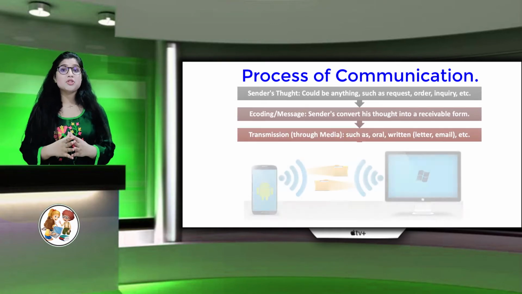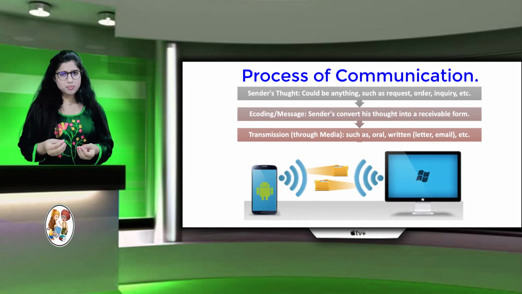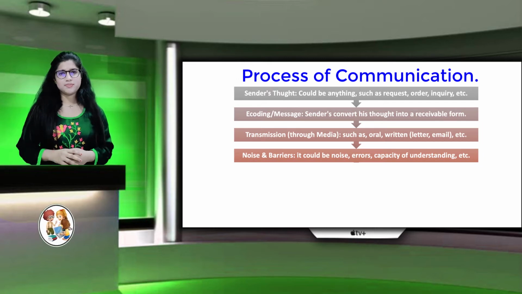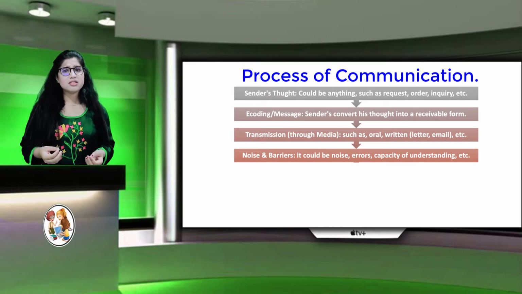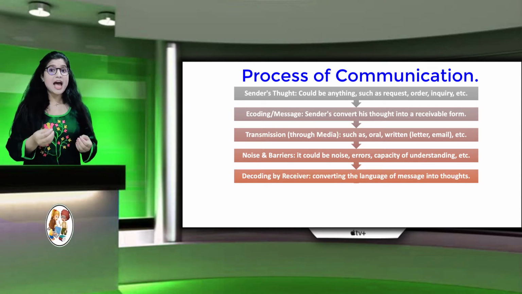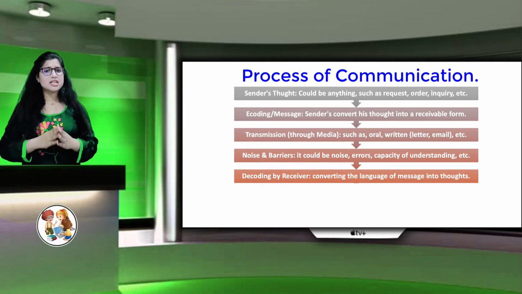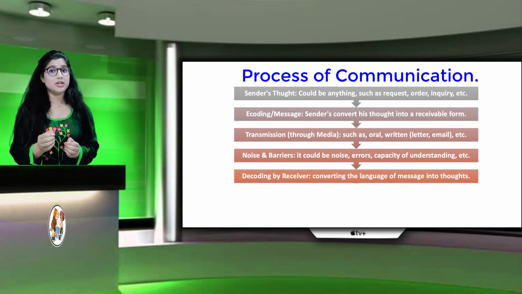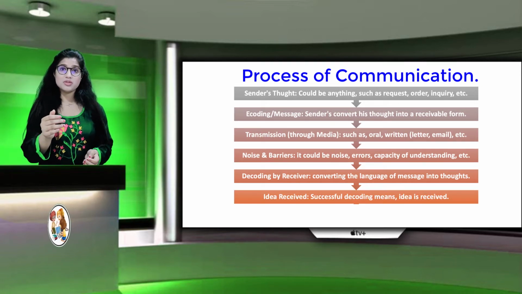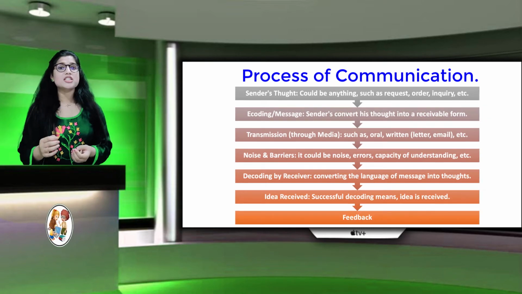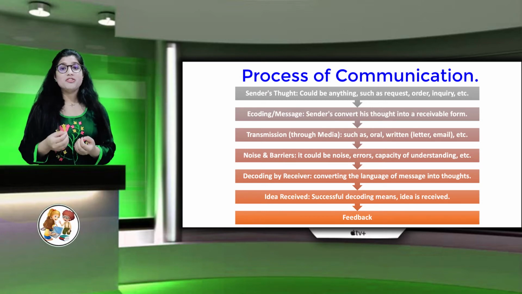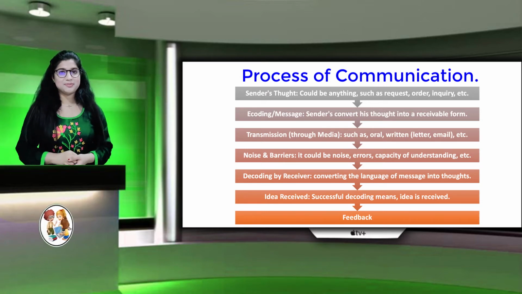Then transmission of information is done. It may be oral or written. Then there are noise and barriers. It could be noise, errors, and capacity of understanding, etc. Then the idea is received, a successful communication or decoding. A successful decoding means the idea is received. Then feedback is obtained. Well, we will discuss the details of these elements in a few minutes.